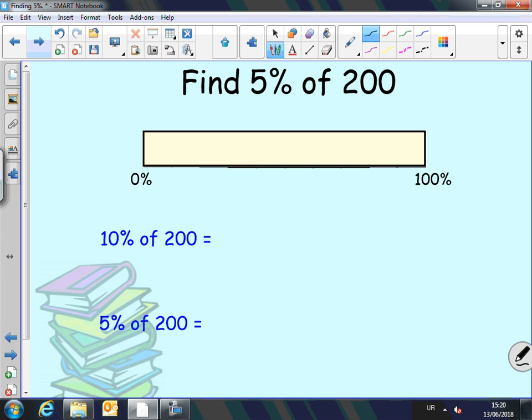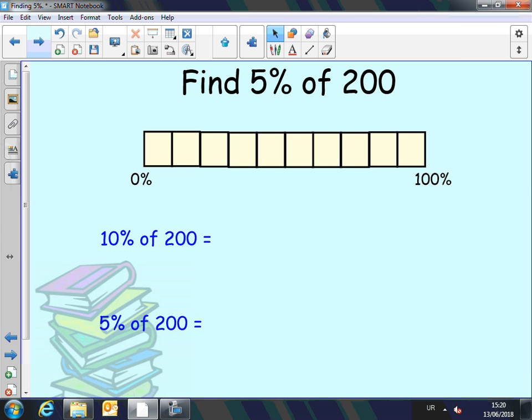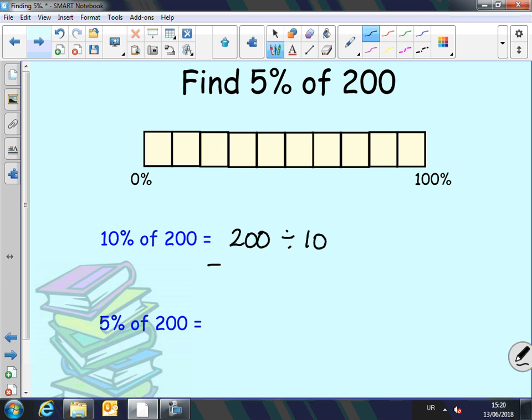Next question is find 5% of 200. So we're going to split our bar into 10% and work out what one of those boxes contains. So 10% of 200, we know that to find 10% of something, we divide by 10. So 200 divided by 10 is 20. So then to find 5%, all we have to do is take our answer of 20 and divide it by 2, which gives us 10. So 5% of 200 is equal to 10.